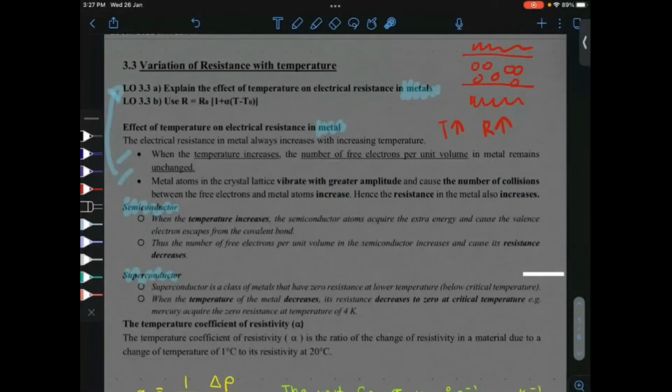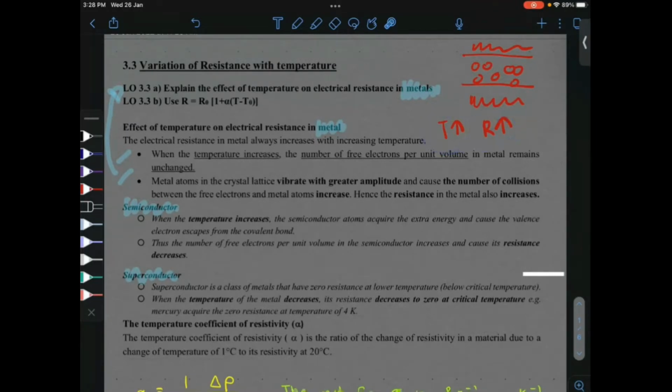Okay, so jangan salah faham by increasing the temperature, the number of free electron is going to increase. No, number of free electron tidak akan berubah, dia masih unchanged. Cuma vibration of the crystal lattice becomes bigger. Vibration dia becomes bigger, dia akan ada getaran yang lebih banyak. Bila getaran dia lebih banyak, it's going to cause the number of collision between the free electron and the metal atom to increase. So elektron yang dekat dalam ni akan mengalami perlanggaran yang lebih banyak dengan dia punya surface dekat sekeliling ini, which causes the resistance to increase. Itu satu-satunya reason why does your resistance increase when your temperature increase.